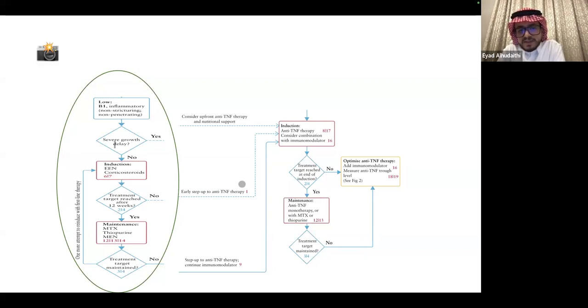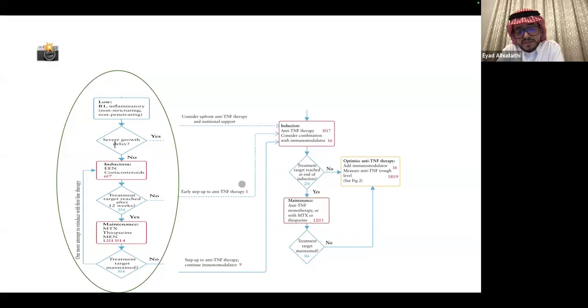If the treatment target is reached after 12 weeks, we usually assess it by something we call STRIDE. We have no time to talk about it, but for sure I can provide something for you to read about STRIDE. So usually they assess the treatment response at 12 weeks, which is the short-term response.